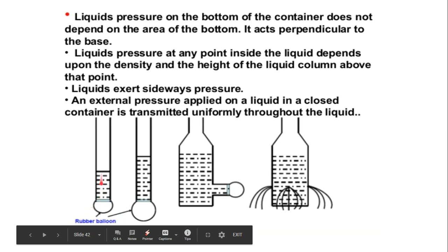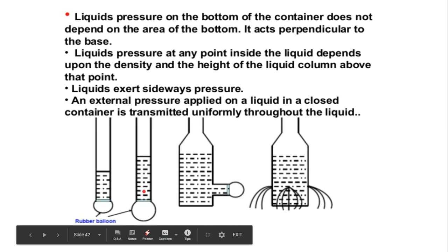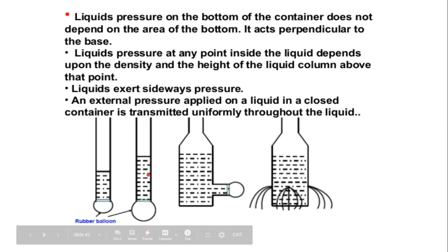Let us compare the first figure and the second figure. The height of the liquid column in the second figure is more than the height of the liquid column in the first figure. Hence, the bulge in the rubber balloon in the second figure is higher than the first. This shows that liquid pressure on the bottom of the container or liquid pressure at any point inside the liquid depends upon the density and the height of the liquid column above that point. We are going to discuss density later.